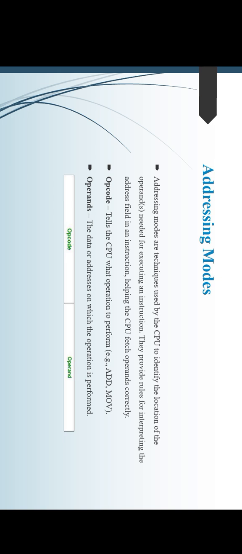Next is operand. An operand means the data or addresses on which the operation is performed, which means an operand is the data or location of data on which the instruction operates. For example, ADD R1, R2: here ADD is the opcode, which tells the CPU what to do, and R1, R2 are the operands. They tell the CPU what data to use. That is called operands.